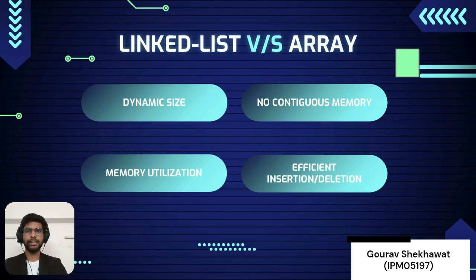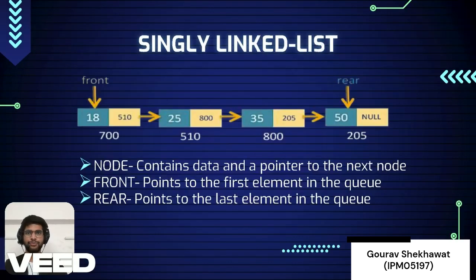Linked lists do not require contiguous memory allocation, since each node points to the next node. With a linked list based queue, we maintain two pointers. Front: this points to the first element of the queue, which will be removed first during a dequeue operation. Rear: this points to the last element, where new data is added when we perform an enqueue operation.